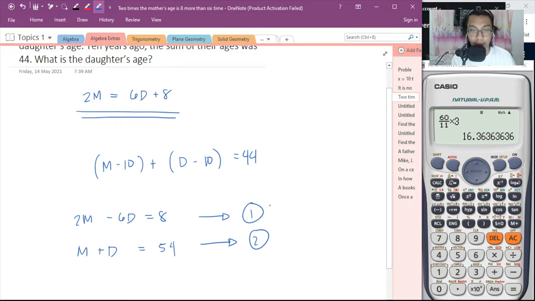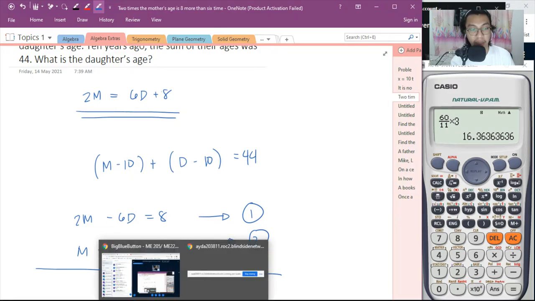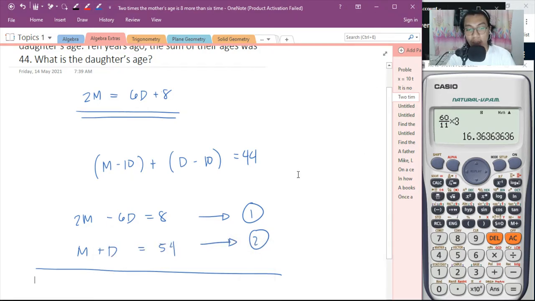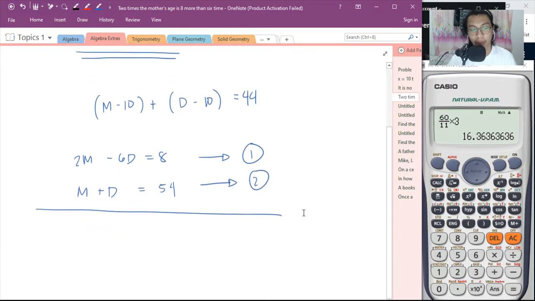So, we have two equations, two unknowns. What better way for us to solve it is to eliminate. Okay. Elimination method tayo. Pwede naman, multiply na lang natin to ng 2. So, twice. Ang bababa natin, 2M minus 6D equal to 8. Ang hinahanap natin, daughter, di ba? 2M plus 2D equal to 54 times 2, 108.